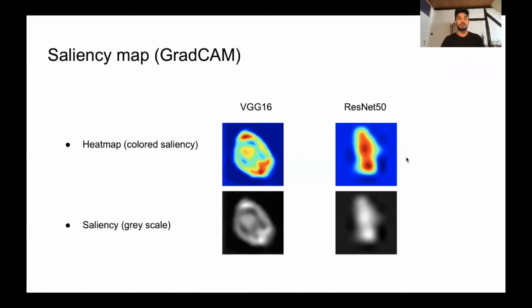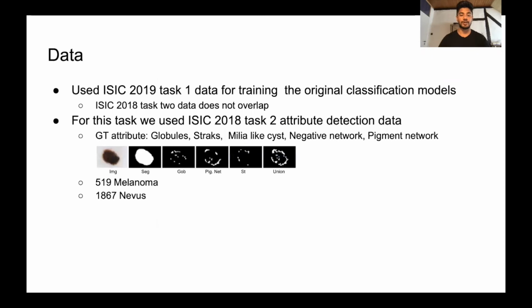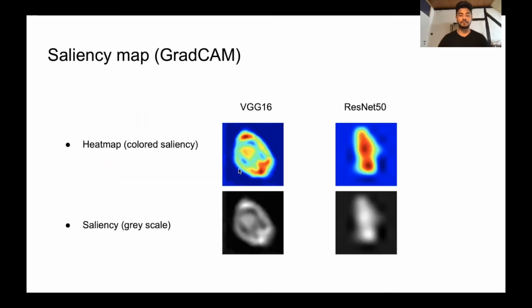Now I would like to show you the saliency map generated from two models, and we used Grad-CAM as I said before. From these two models, for example VGG16 and ResNet 50, we get this kind of saliency map for the input image. In this saliency map, we see that VGG16 provides a bigger saliency region compared to ResNet 50.